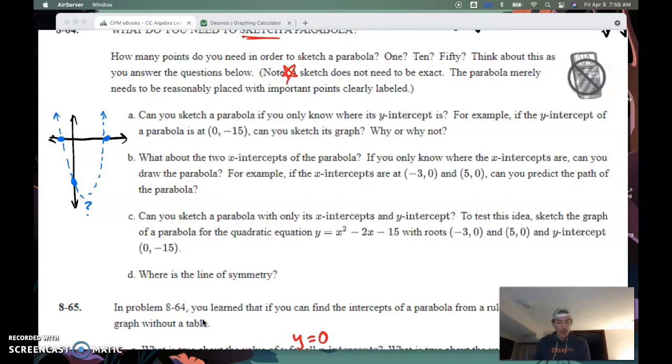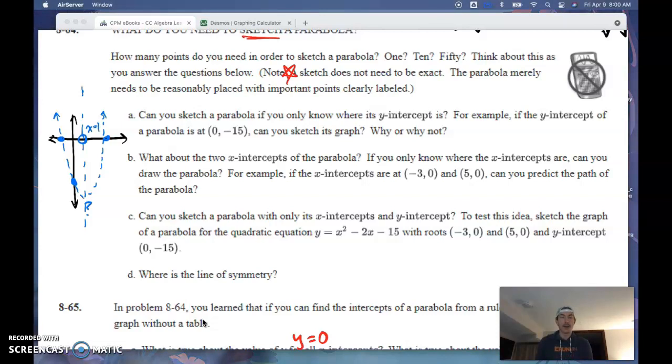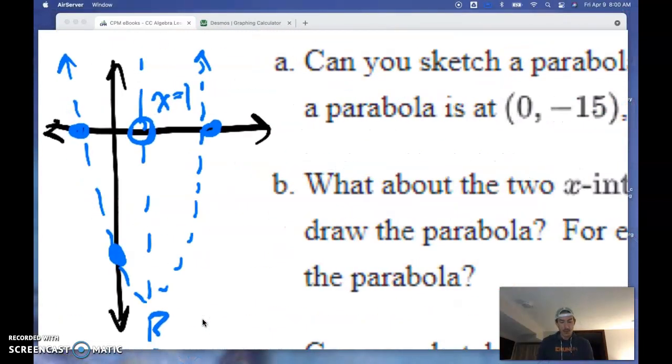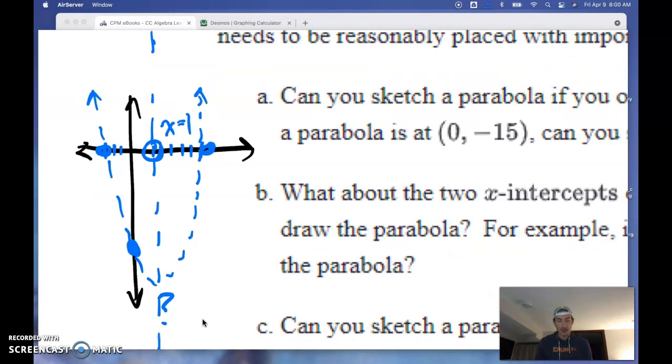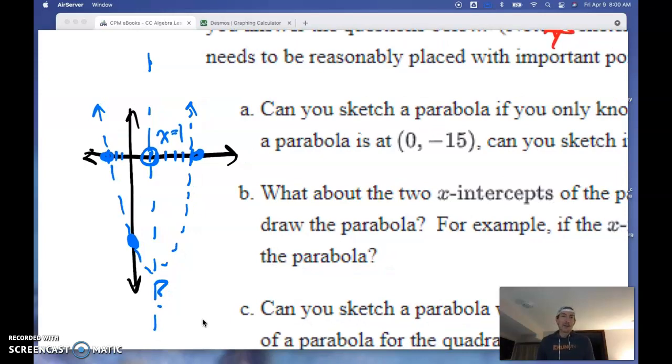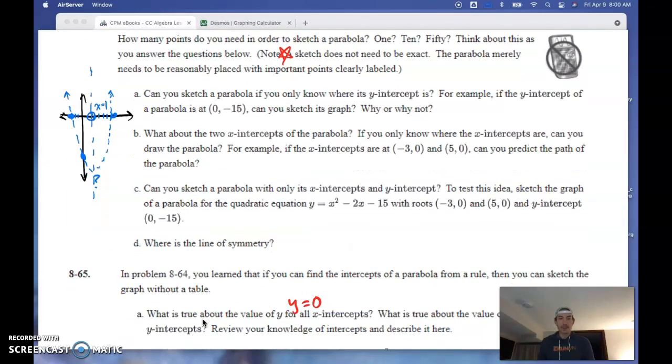Part D asks, where is the line of symmetry? Remember, from the water balloon problem in the last video, the line of symmetry always occurs halfway in between those two x-intercepts. And if this is -3 and this is 5, the halfway point is at x equals 1, okay? And if you're not sure, jump in here, make your tick marks, -1, -2, -3, 0, 1, 2, 3, 4, 5, right? That's going to be halfway. I know it doesn't look like halfway with my completely inaccurate sketch, but I think we're doing pretty good, okay?